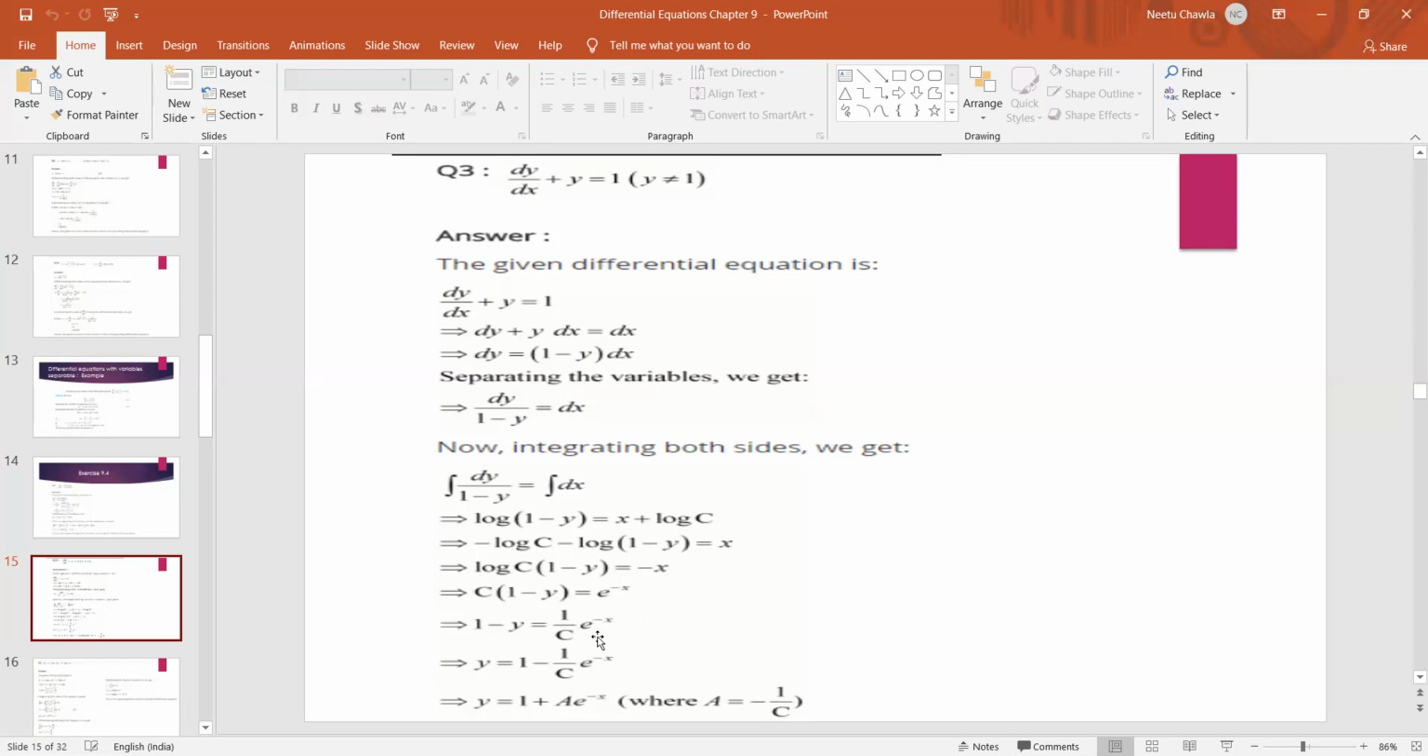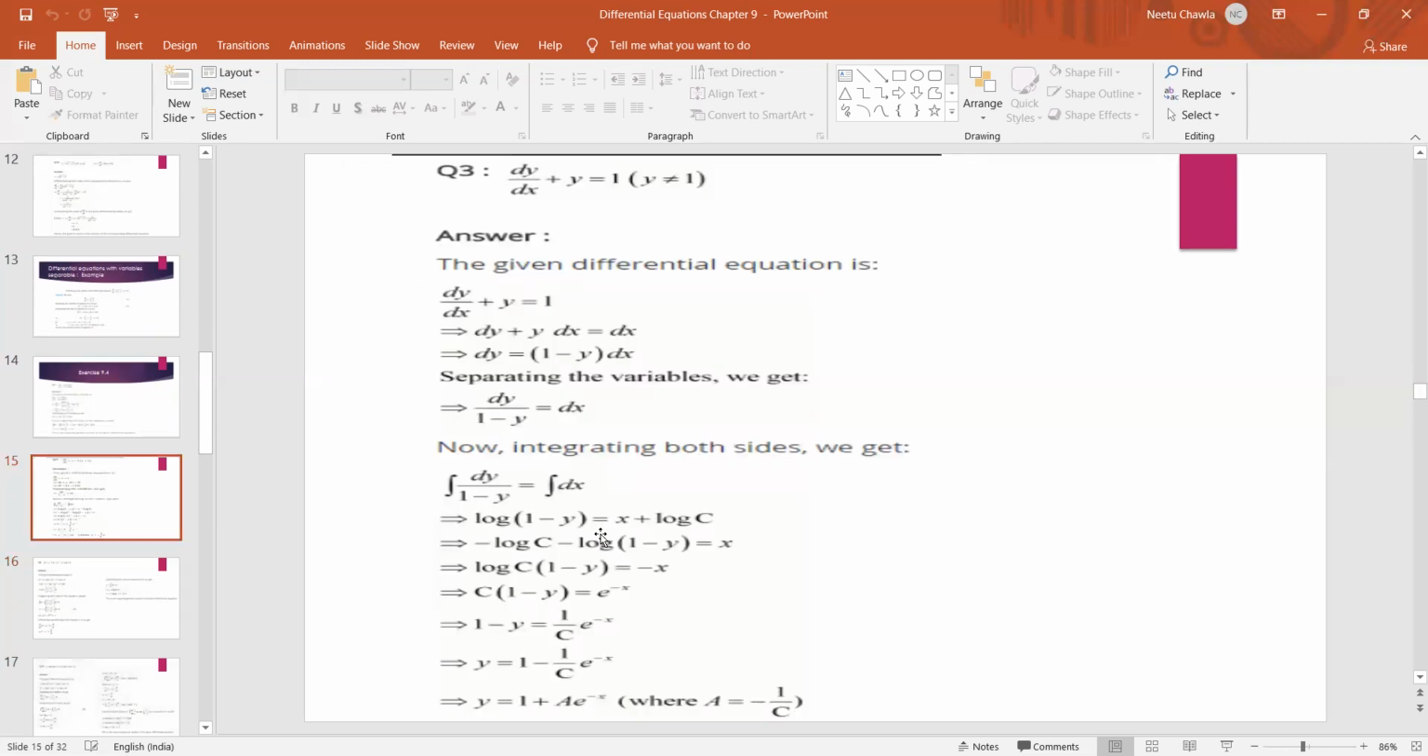This c will be coming in the denominator, and I will be getting 1 minus y is equal to e to the power minus x upon c. So I am getting y is equal to 1 minus 1 upon c e to the power minus x. So this minus 1 upon c, I can write another integrating constant, that is a I am representing here. If you leave it like this also, there is no problem. But here I am giving them the name as a e to the power minus x. So this is the solution of this given differential equation.